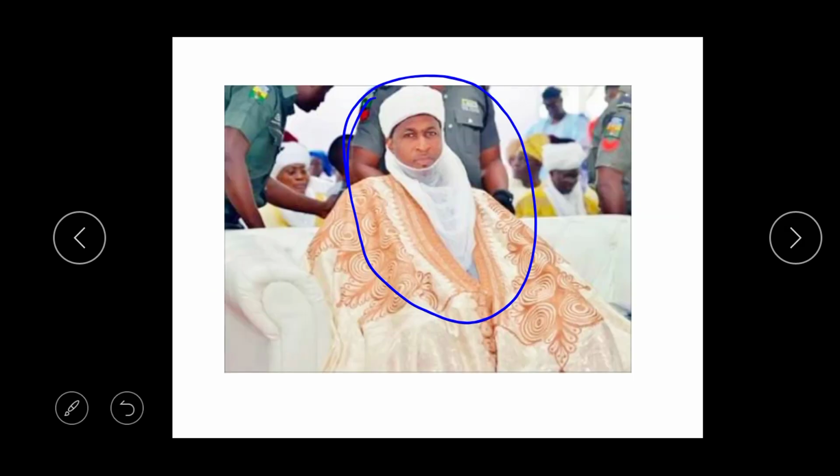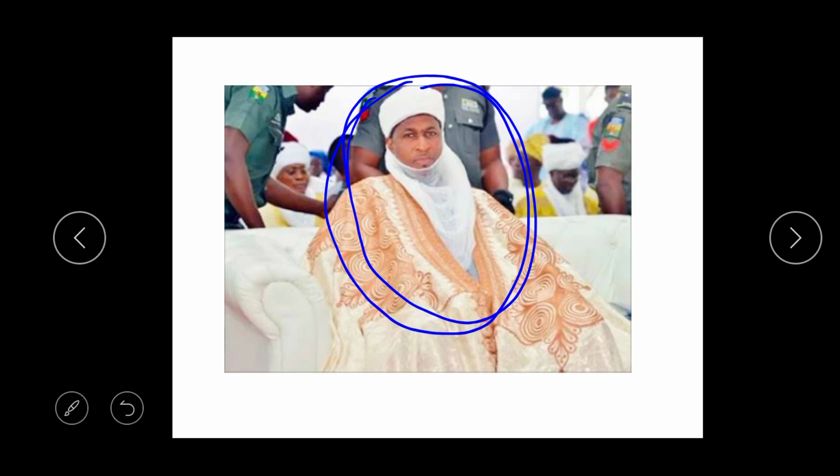Look at him. He has something on his head, and he's covering his head and some part of his face. So this is an imam, the leader of a mosque. This is a pastor, the leader of a church. This is the headmistress, the leader of a school. You can also have the headmaster or the principal.